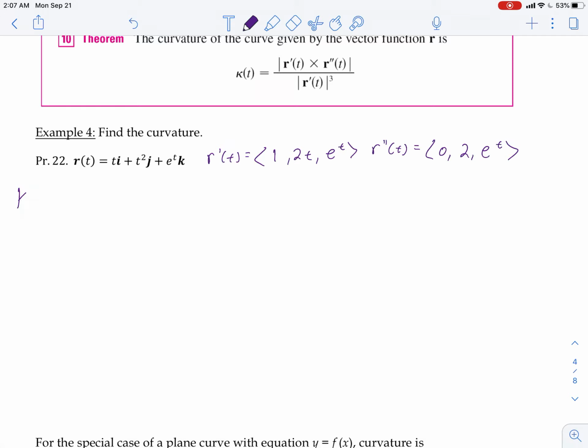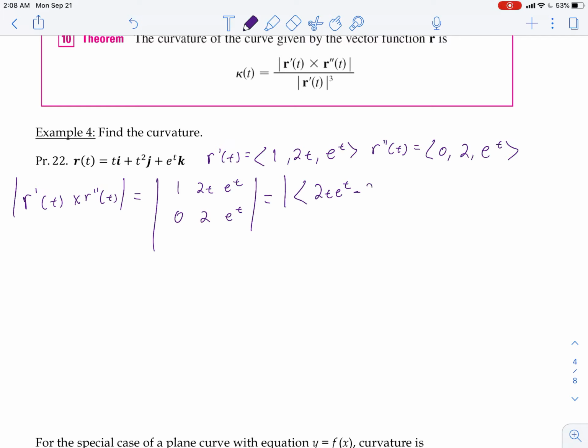So kappa of t says that we need to do the cross product of the two derivatives, and then also take the magnitude. I'm just going to do the numerator and the denominator separately. To do the cross product, I have 1, 2t, e to the t, and 0, 2, e to the t. When I do the cross product, I'm going to get the vector 2t times e to the t, so 2t e to the t.